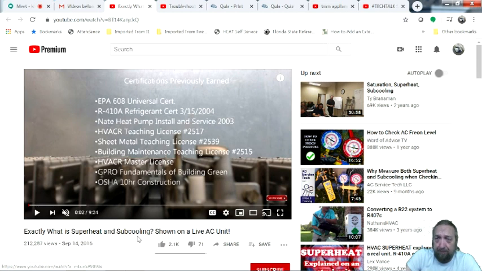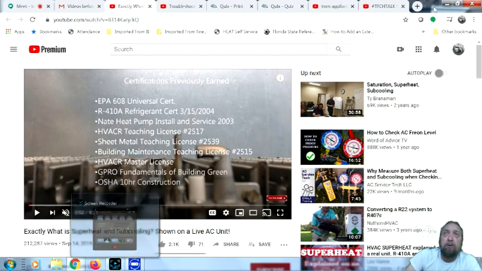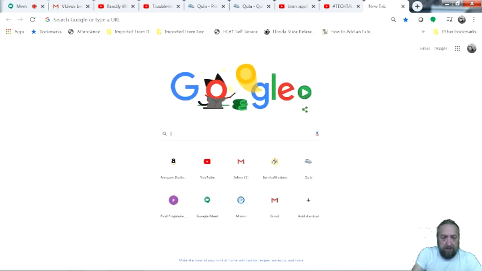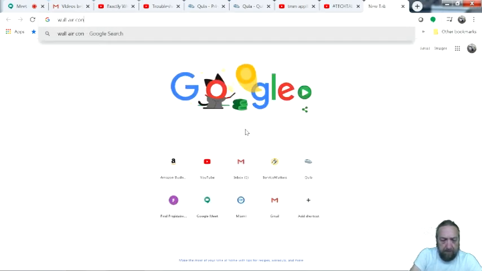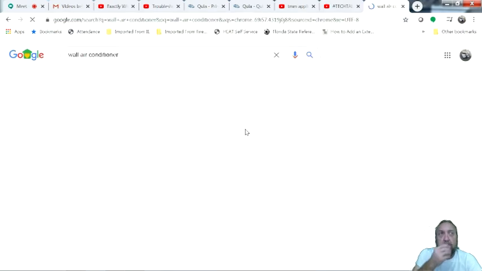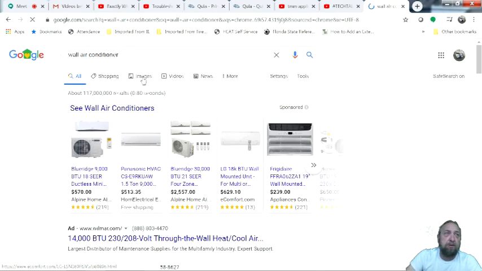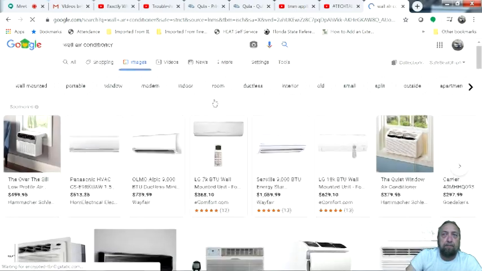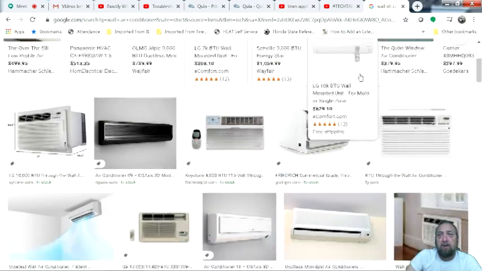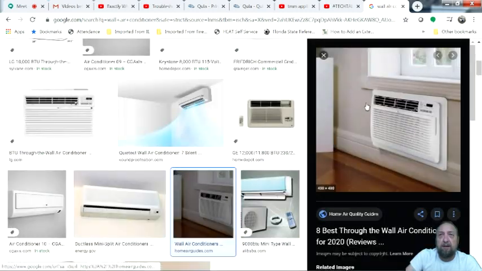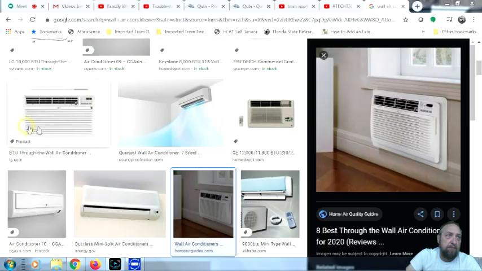Let me talk about temperature split. If someone called me out and said, Richard, my AC is not cooling, and let's just say it's a wall or window unit. Let me get an image of an air conditioner here. Okay, so let's say someone calls me out and they said, Richard, my AC is not cooling.